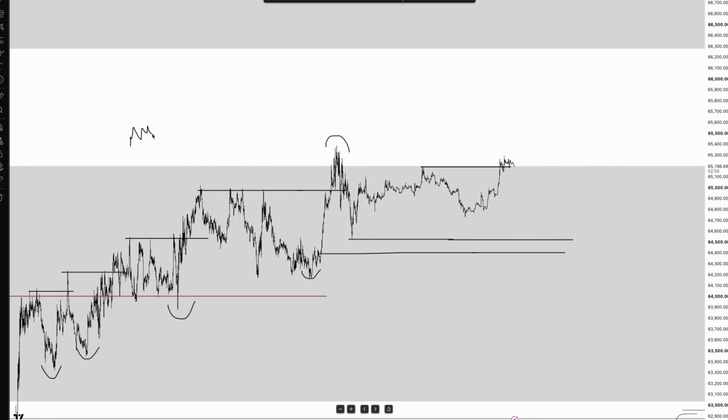As we remember, the continuation setup looks exactly like this, a sequence of higher lows and higher highs, and then we have been continuing this higher trend pretty well. And I've managed to take some longs around here and longs around here, which I shared in my Discord live.